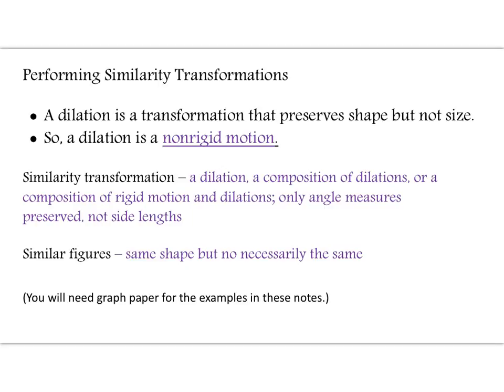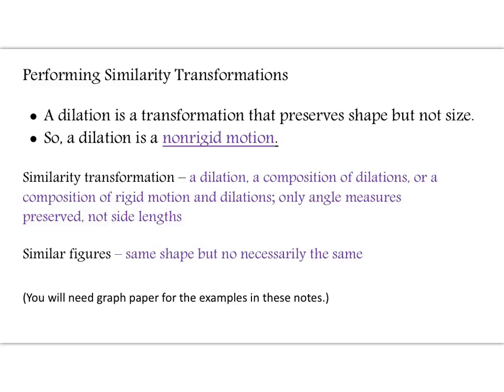All right, so let's start off with some vocabulary and key points. So performing similarity transformations means a dilation is a transformation that preserves shape but not size. So a dilation is a non-rigid motion. Rigid motion, remember, means to preserve side lengths and angle measures. So if a dilation does not preserve same size, then that means it is a non-rigid motion.